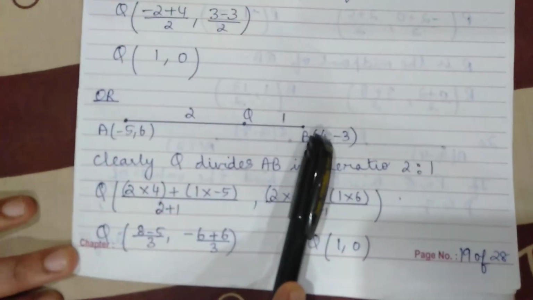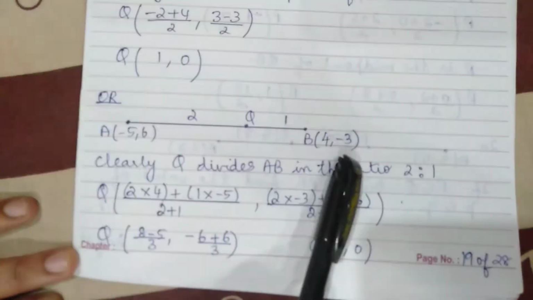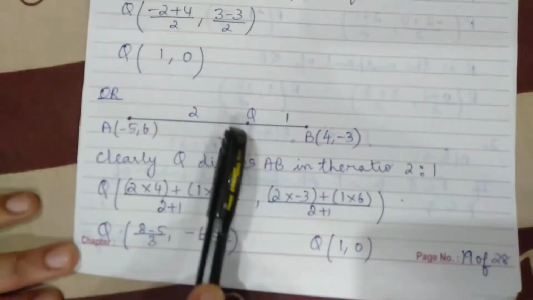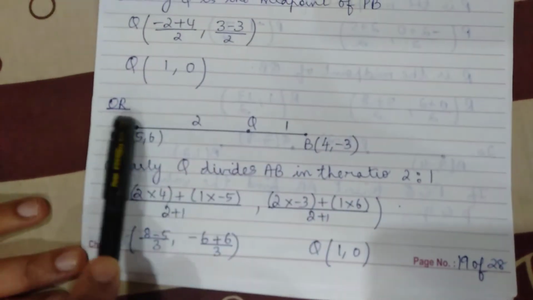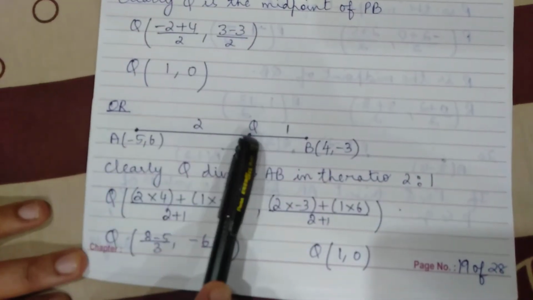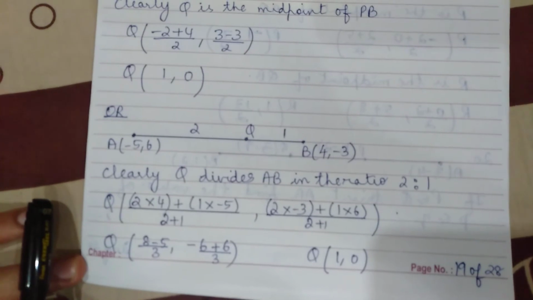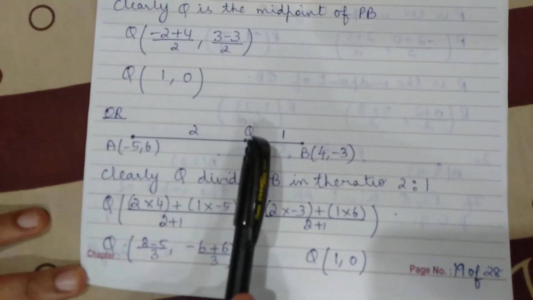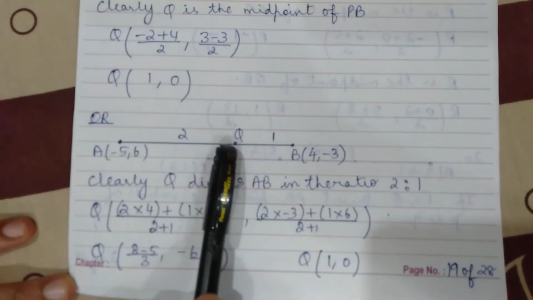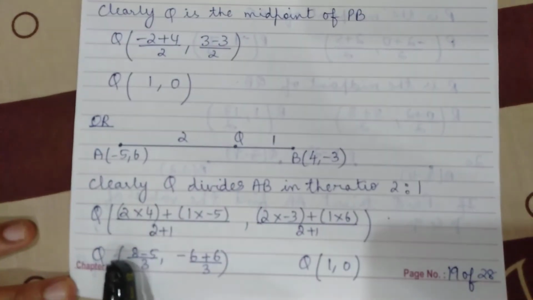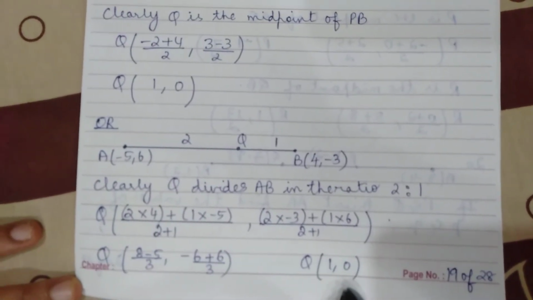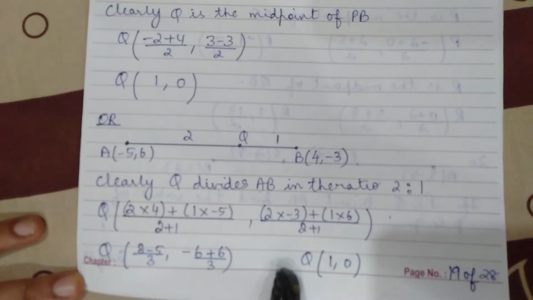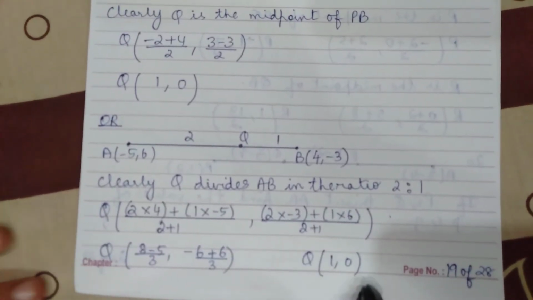So that's what we see here. Line segment AB, you can see the address of A and B, which is given to us. Point Q divides the line segment AB in the ratio 2:1. That is, AQ is 2 parts, QB is 1 part. So simply find the coordinates of the point Q using the section formula. And that gives us (1, 0). The coordinates of the point Q is (1, 0).